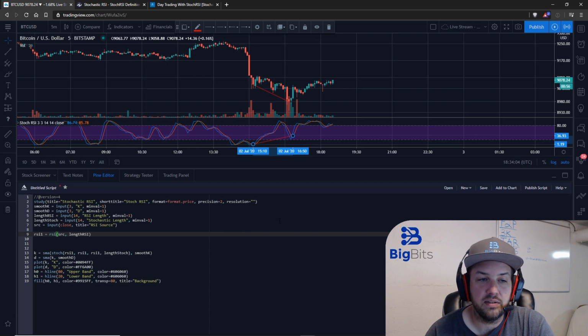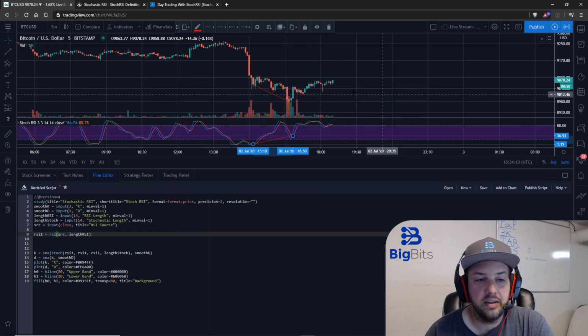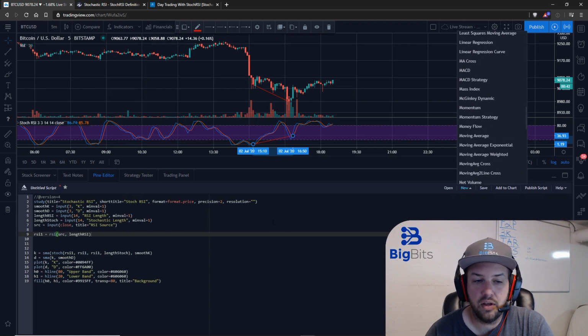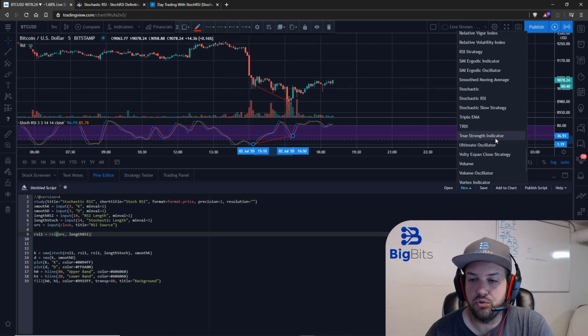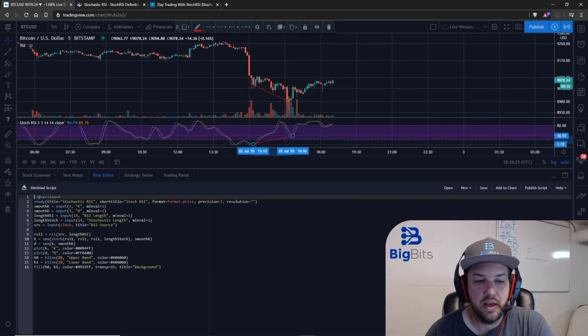If you want to play around with the stochastic RSI on TradingView, of course you can find it as a built-in indicator if you search for it. But if you're working with the Pine editor and you want to play around with the code, you can go to New, and it will give you this code exactly as it is if you choose it as your template. So you can choose stochastic RSI. Okay, so it reloaded this here with the template code that you can work with.